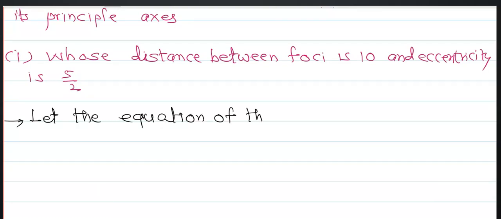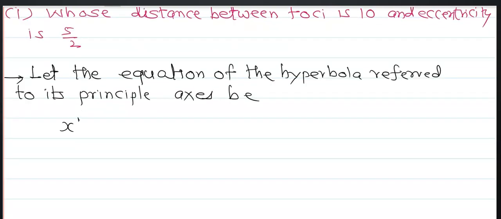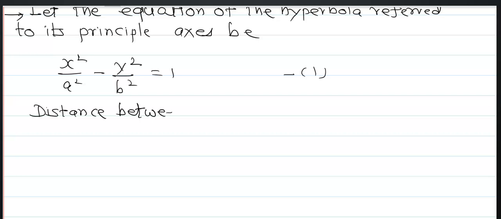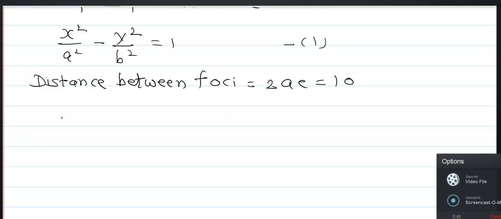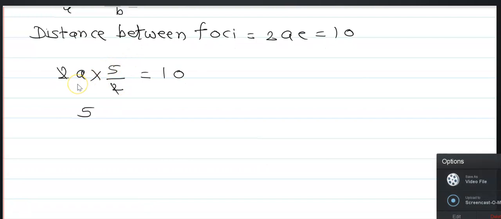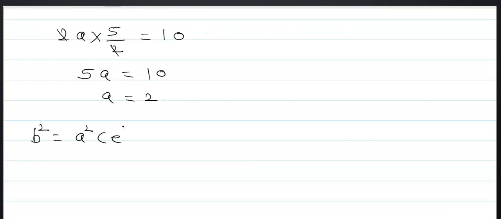Let the equation of the hyperbola referred to its principal axis be x square upon a square minus y square upon b square is equal to 1. Distance between foci is 2AE, that is equal to 10. Therefore, 2A into 5 upon 2 is equal to 10, and therefore 5A is equal to 10, A is equal to 2.